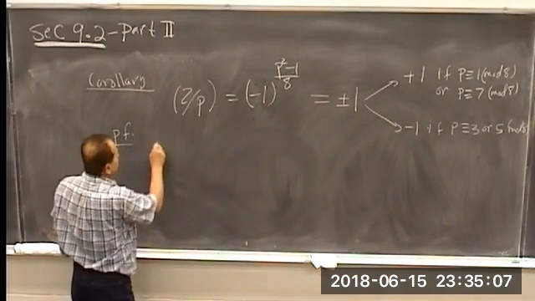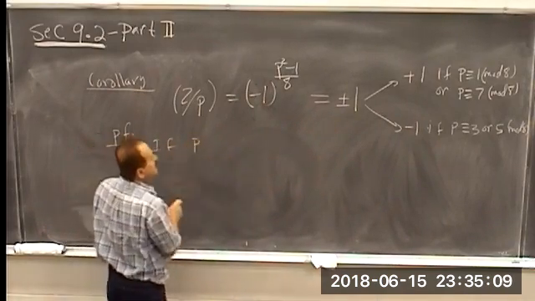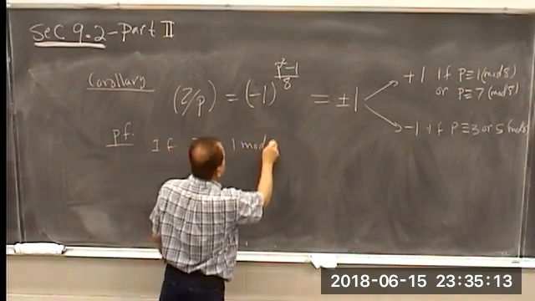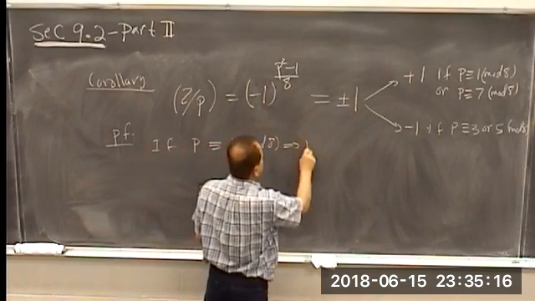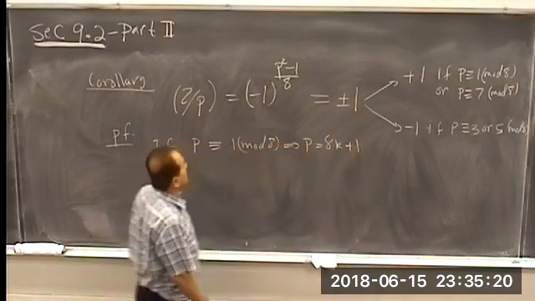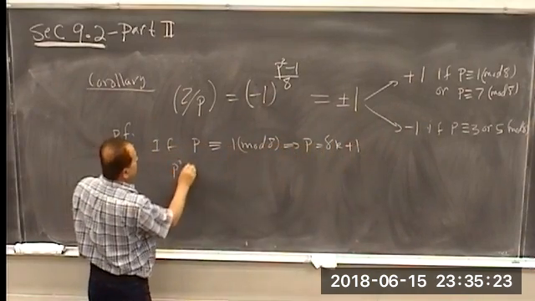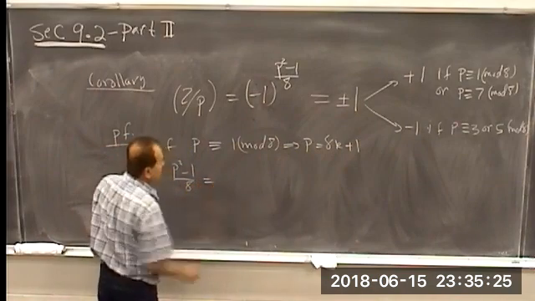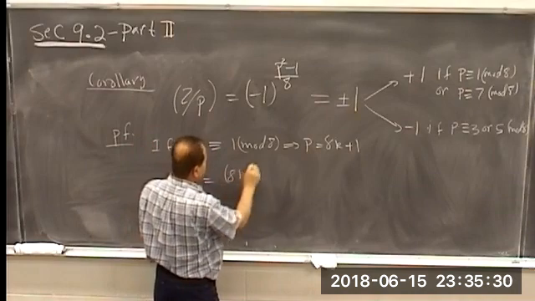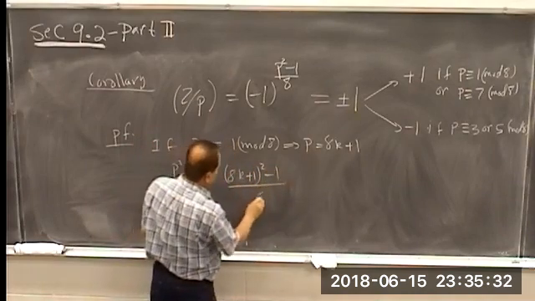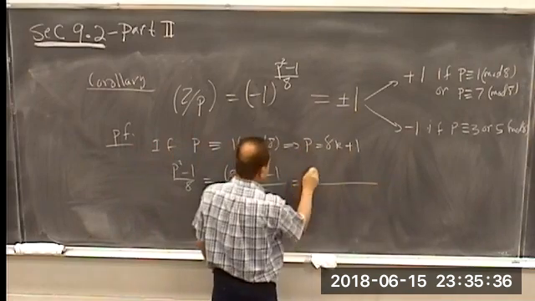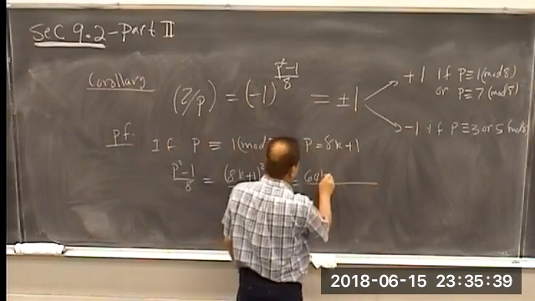So if p is congruent to 1 mod 8, it makes p equal to 8k plus 1. And let's look at what (p squared minus 1)/8 is going to be equal to. (8k plus 1) squared minus 1, over 8. And this is just basic calculations.